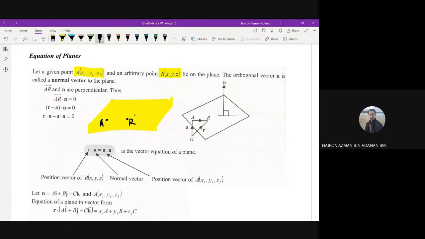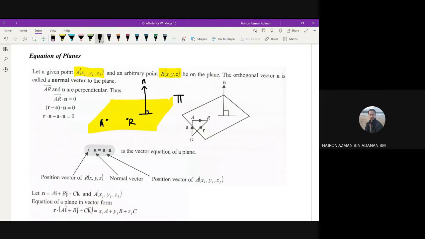Kalau you ada plane, ada satu lagi vektor. This vector we call normal vector. This vector is actually perpendicular to the plane, or orthogonal to the plane. So this is your plane. The symbol of plane, sometimes kita buat macam ni, symbol pi, the big pi. So we have one normal vector and 2 points on your plane. So how to get the equation of plane?